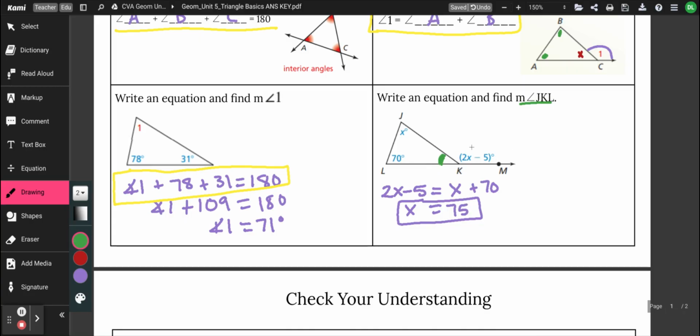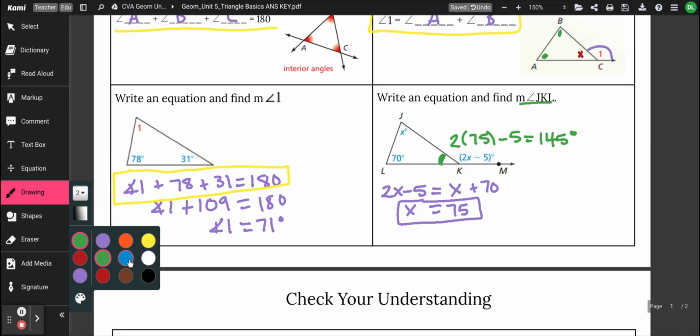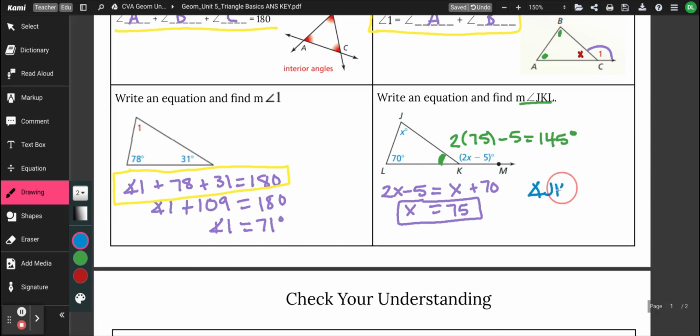So we're going to take our 75 and substitute in. 2 times 75 is 150, minus 5 is 145 degrees. So now I know angle K is 145 degrees, and I can go ahead and solve for angle JKL. Because we said they're a linear pair, I know that I can just subtract, and that will give me 35 degrees. And that's your final answer.